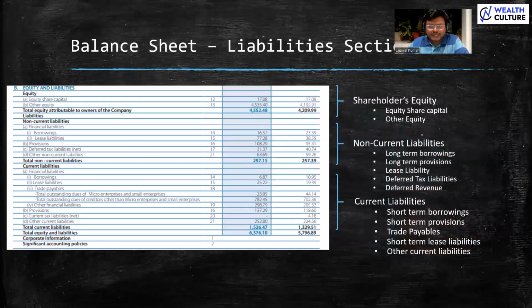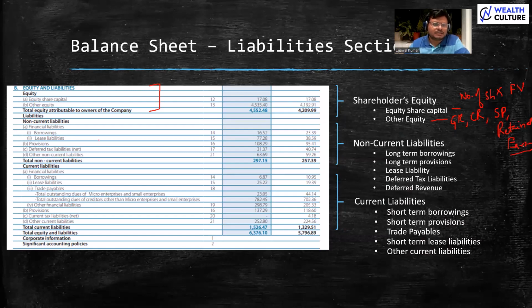Now, just to recap the liability section before we get into the asset section again, we have what we call the equities part. Equities is basically equity share capital and other equity. Equity share capital is nothing but number of shares multiplied by the face value of each share. And then other equity comprises of general reserves, capital reserves, securities premium, and retained earnings. These are the biggest items which are part of the other equity.